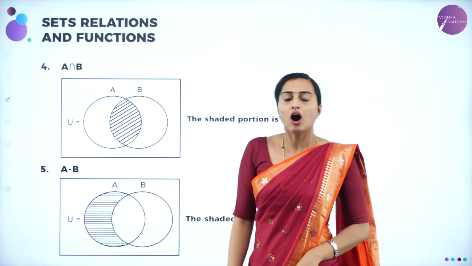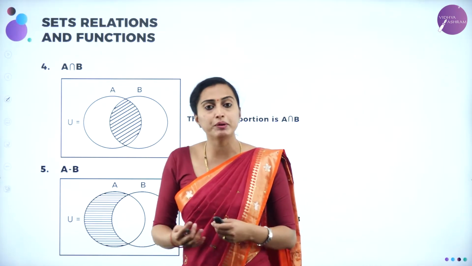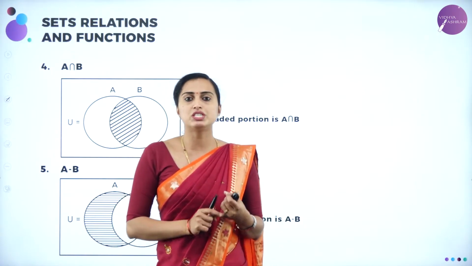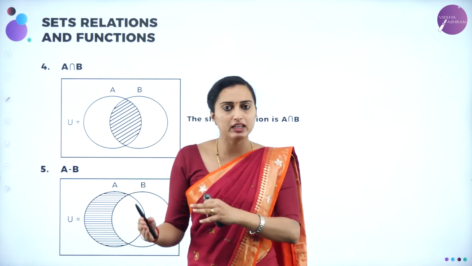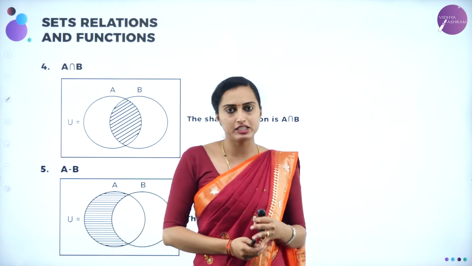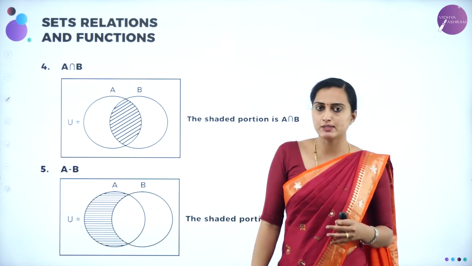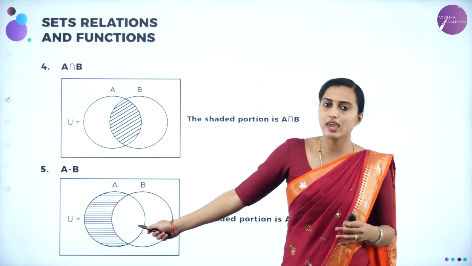Understood? Next, how are we going to have A minus B? What do you mean by A minus B? A minus B is nothing but the elements which are in A but not in B. That is going to be known as A minus B, isn't it? So this is how we are going to represent A minus B. The shaded region is A minus B.